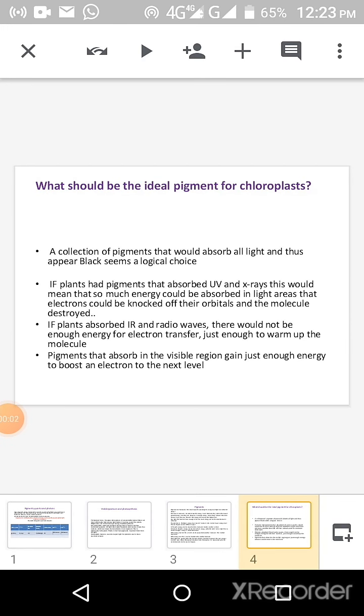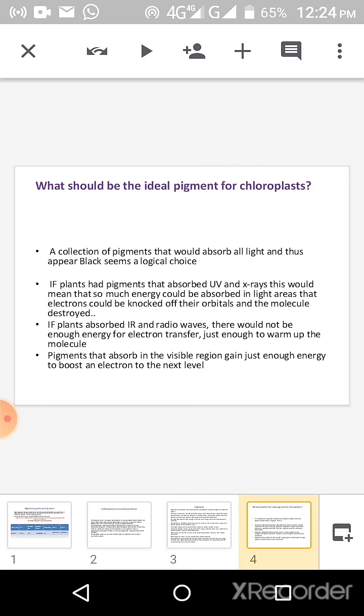So now we try to understand which of these pigments, the pigments absorbing UV light, or infrared light, or the visible spectrum, would be the ideal pigment for a chloroplast. A collection of pigments which absorb light in all wavelengths of light would be an ideal choice. That is, the pigments absorb all kinds of light and it is utilized by the plant, and so black seems to be a logical choice.